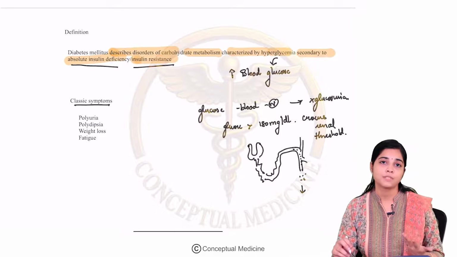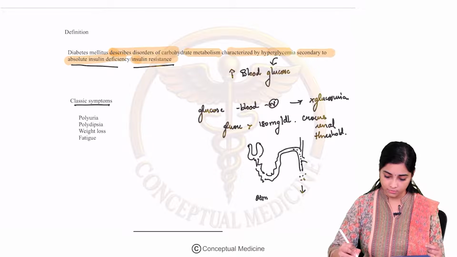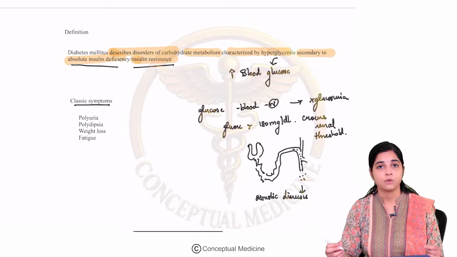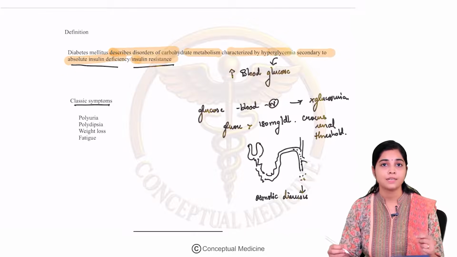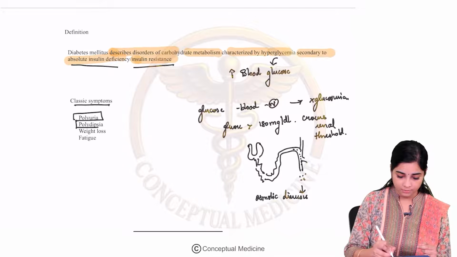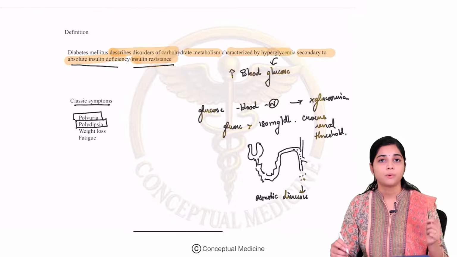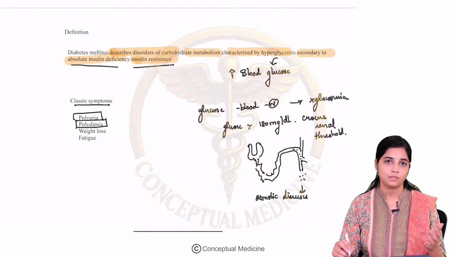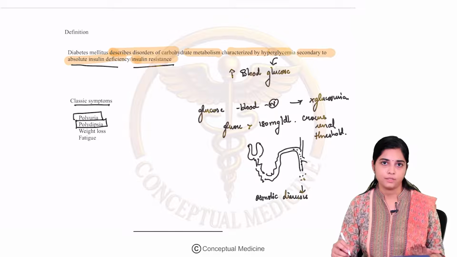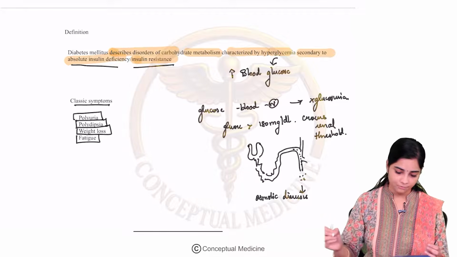Now, when glucose comes out in the urine, it draws water along with it and results in osmotic diuresis. That is the reason why you have the classical symptoms of polyuria and polydipsia in diabetes mellitus, because once the glucose is excreted, water is also excreted. And apart from this, you can have weight loss and fatigue.